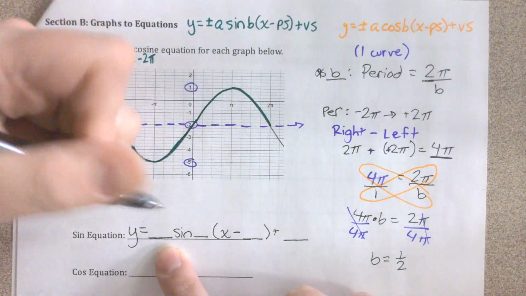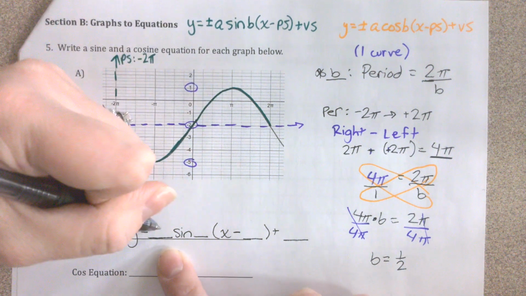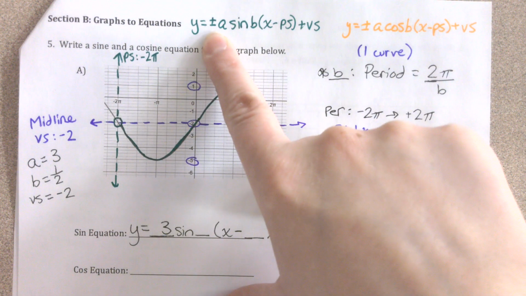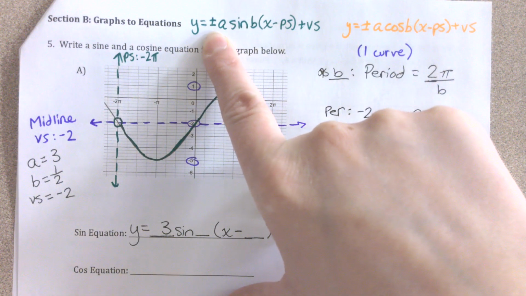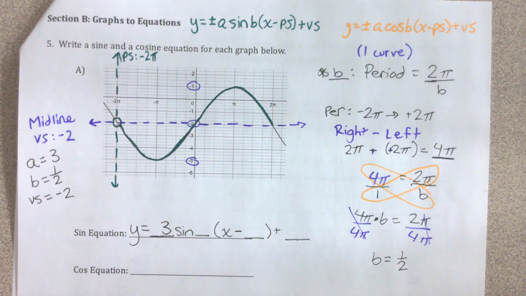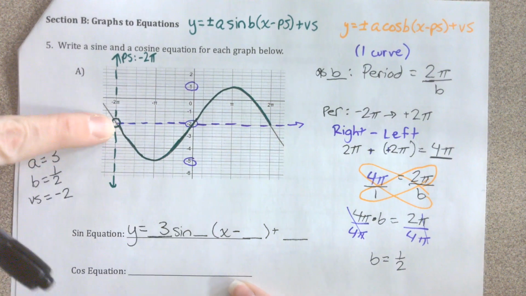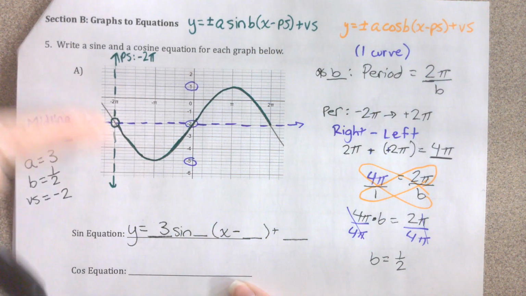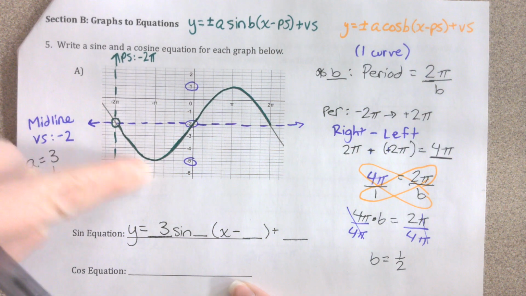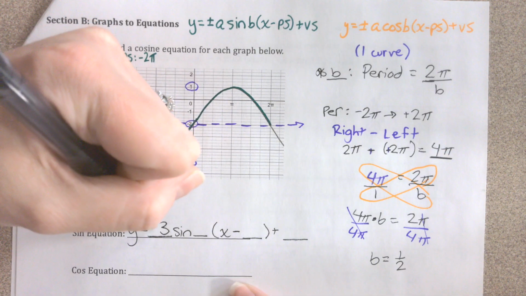A is 3, and now be careful here with that plus or minus. You have to ask yourself, is this sine curve reflected or not? So I already labeled my starting point for this sine curve. It's here, and it goes down from there. If it goes down after you start, it's a negative. So this is a reflected sine curve.